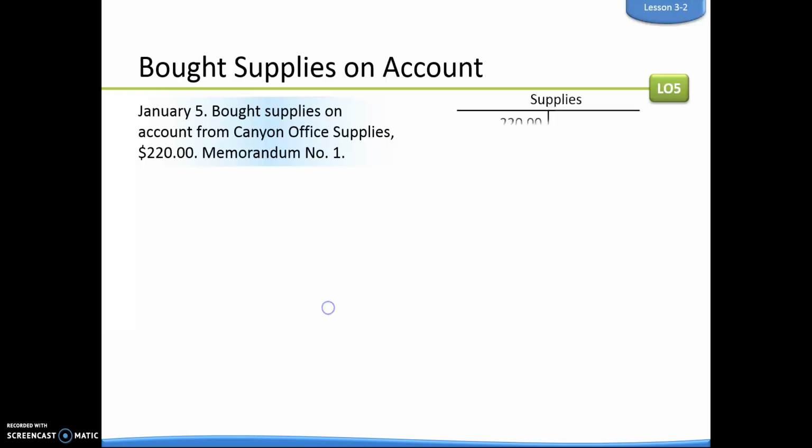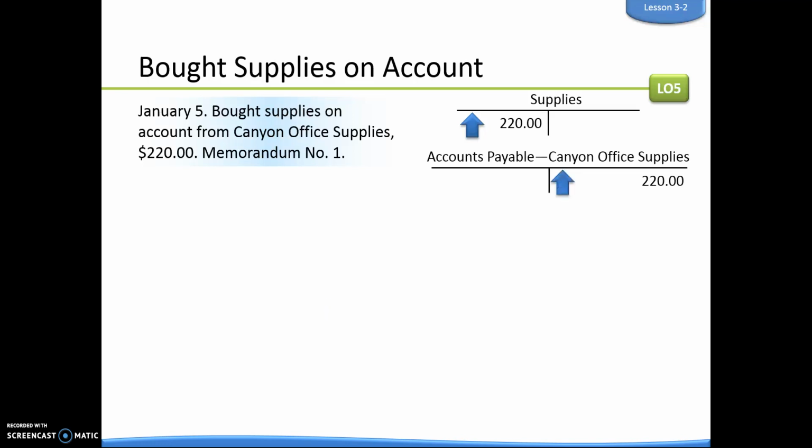So first off, we have supplies. Supplies is an asset and it is increasing with a debit. And then we also have our accounts payable, which is a liability. That is also increasing, except that increases with a credit of $220.